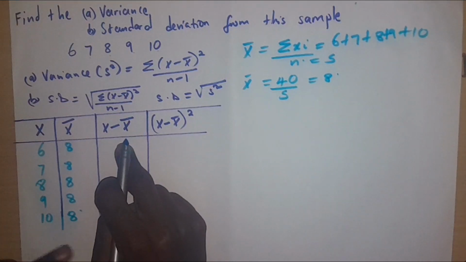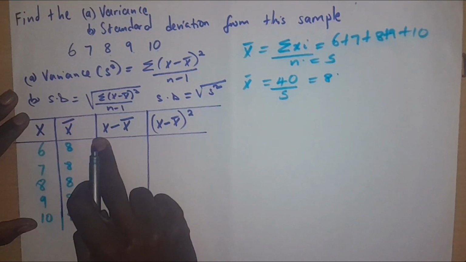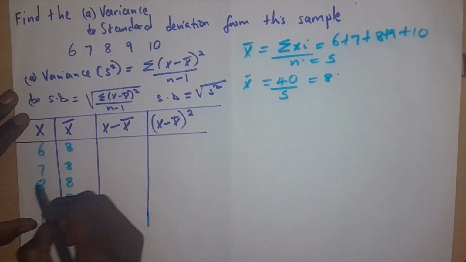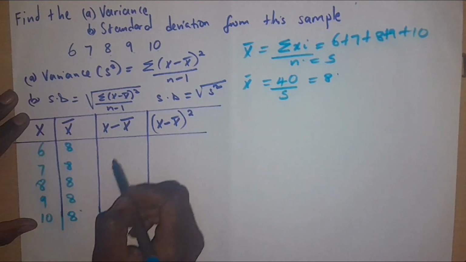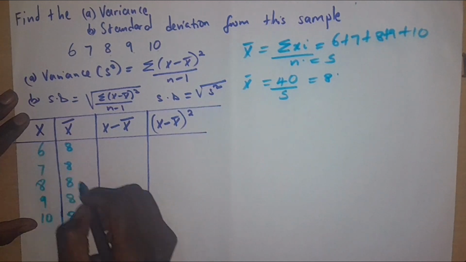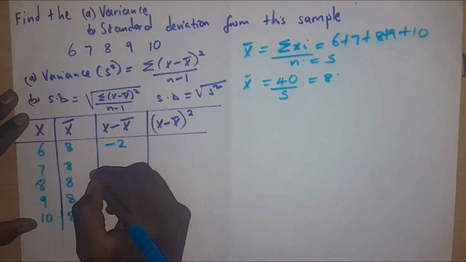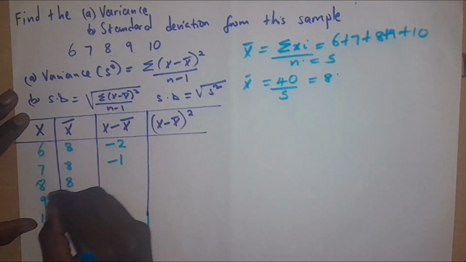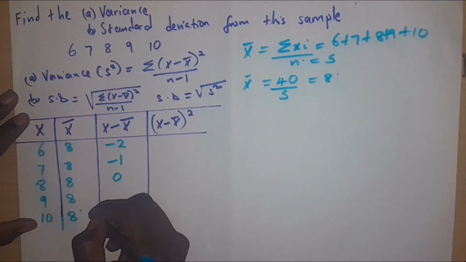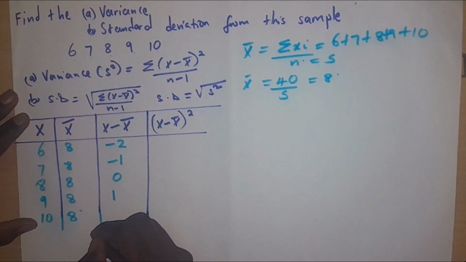To fill in this column, which is each data point minus the mean, I'm going to subtract the mean from each data point and get the answer for this column. So 6 minus 8 gives negative 2. Then 7 minus 8 is negative 1. 8 minus 8 is 0. 9 minus 8 is 1. Then 10 minus 8 is equal to 2.